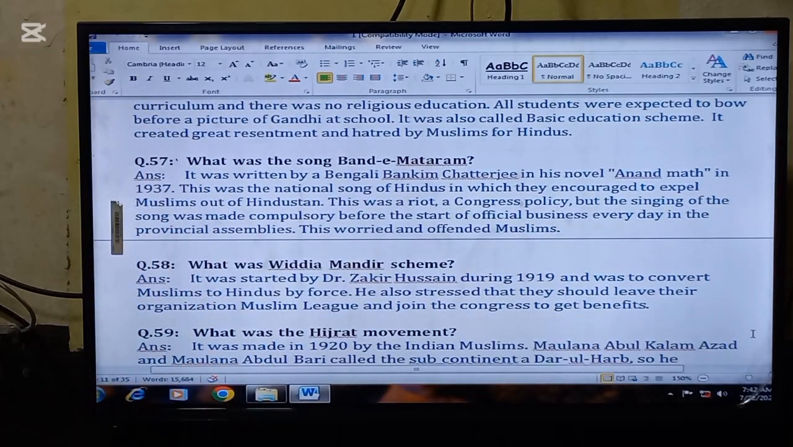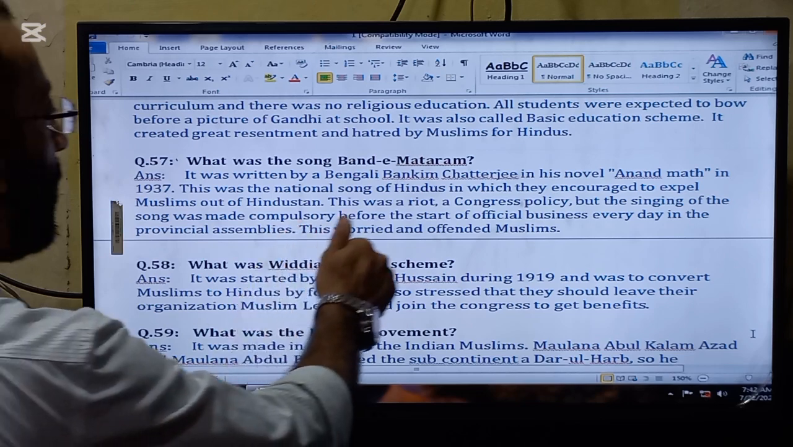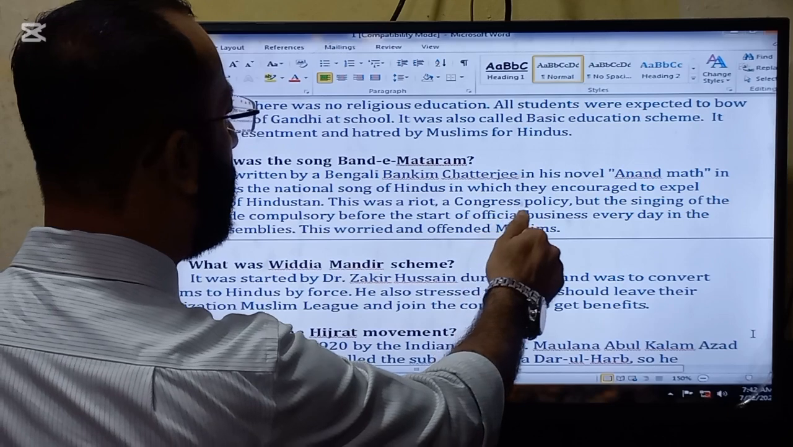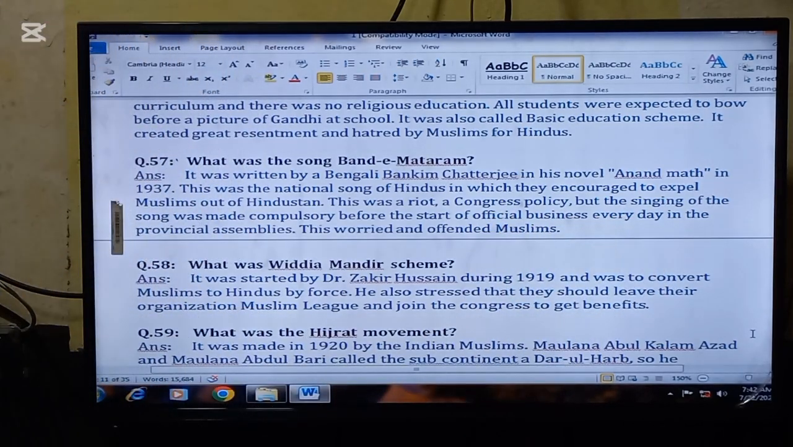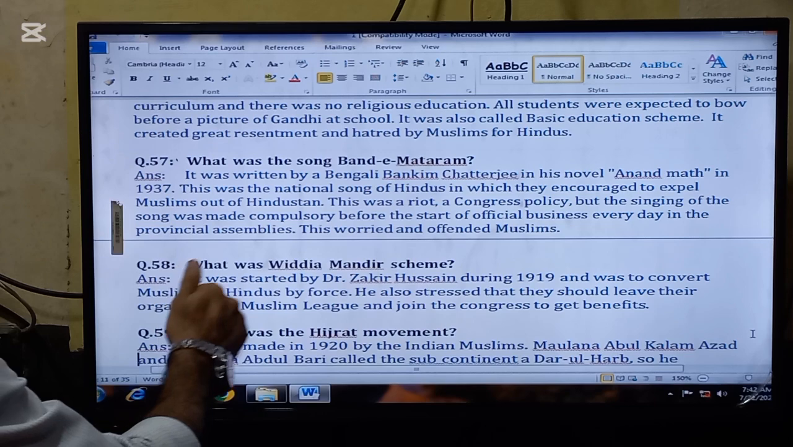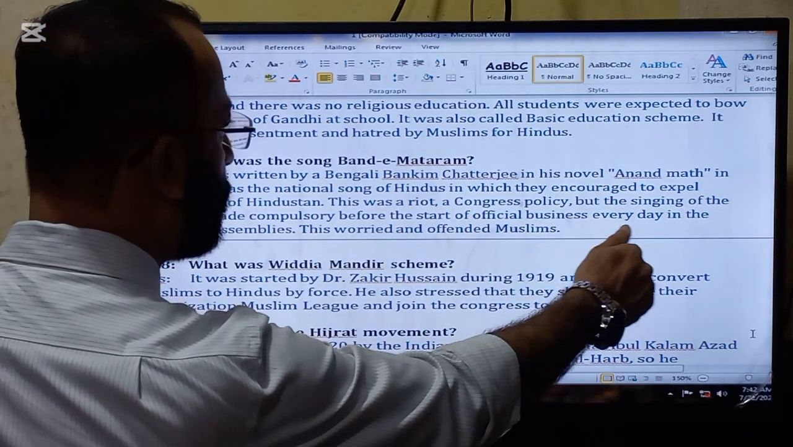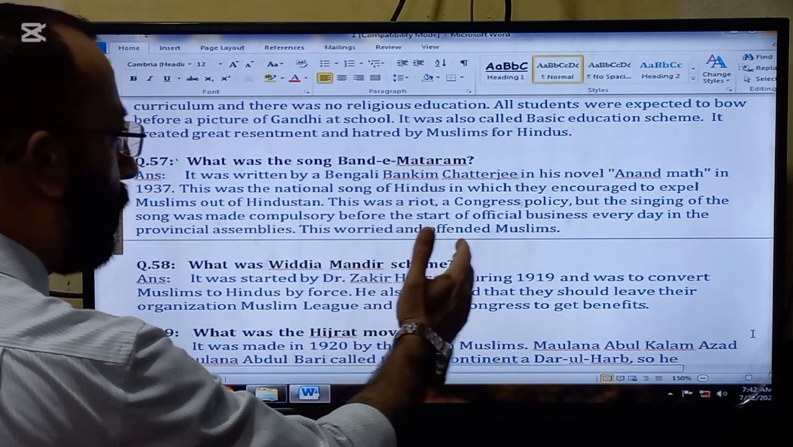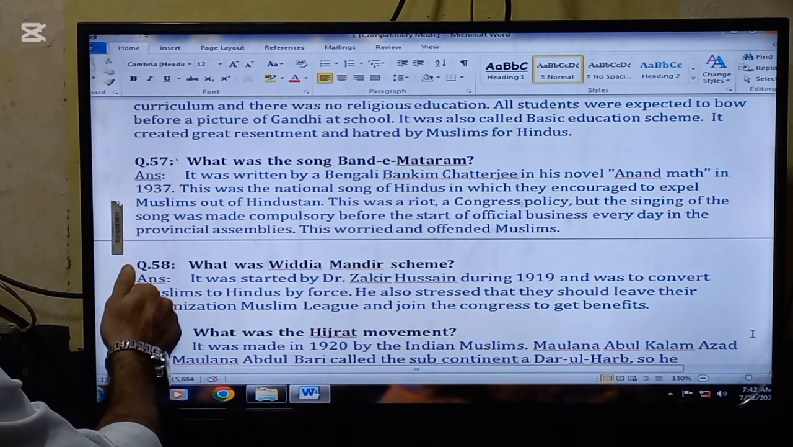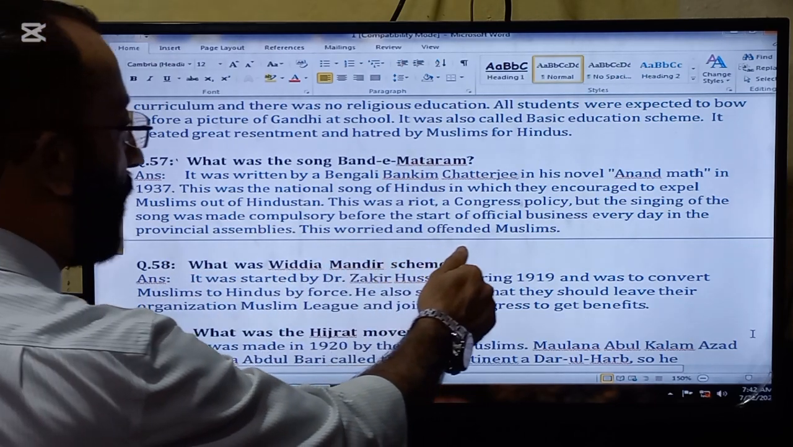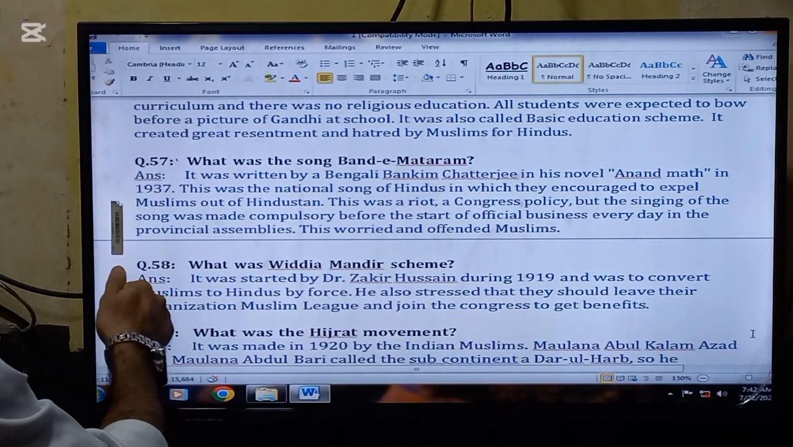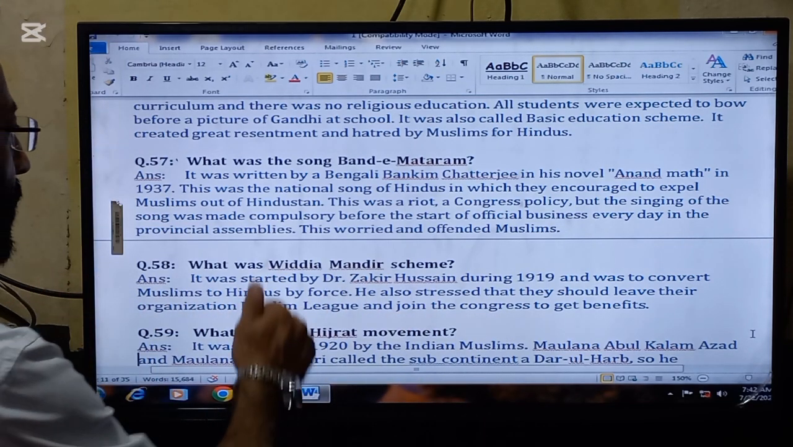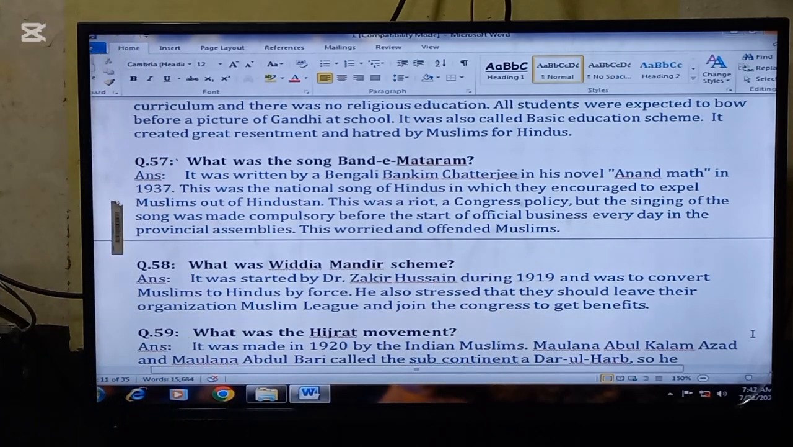The next important question for today is, what was the song Bande Mataram? It was written by the Bengali Bankim Chatterjee in his novel Anand Math. This was the national song of the Hindus, in which they were encouraged to expel Muslims out of Hindustan. This was not a Congress policy, but the singing of the song was made compulsory before the start of the official business every day in the provincial assemblies, in the offices, and in the schools, colleges, and educational institutes. This worried and offended Muslims.